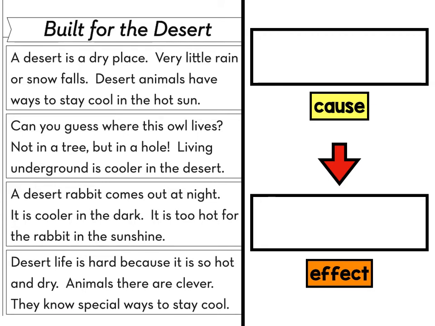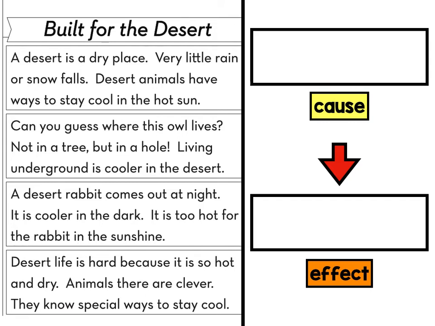A desert is a dry place. Very little rain or snow falls. Desert animals have ways to stay cool in the hot sun. Can you guess where this owl lives? Not in a tree, but in a hole. Living underground is cooler in the desert. A desert rabbit comes out at night. It is cooler in the dark. It is too hot for the rabbit in the sunshine. Desert life is hard because it is so hot and dry. Animals there are clever. They know special ways to stay cool.